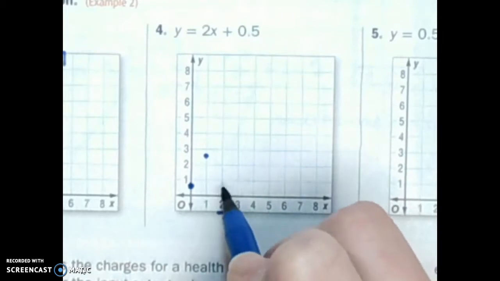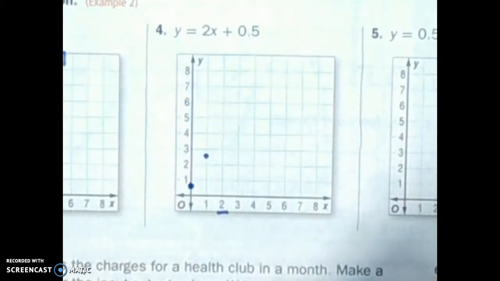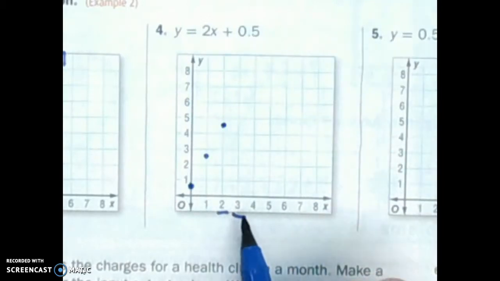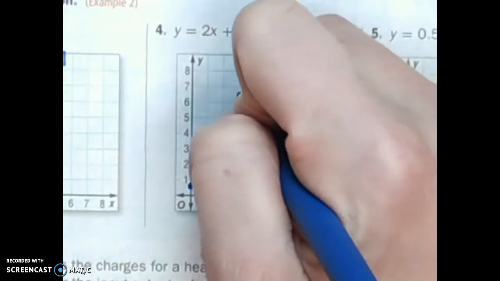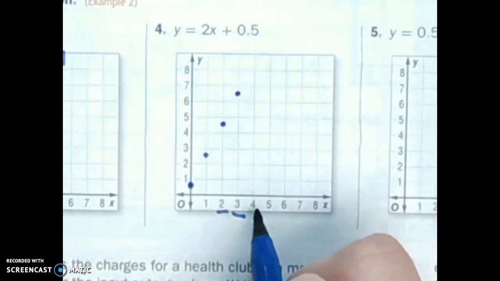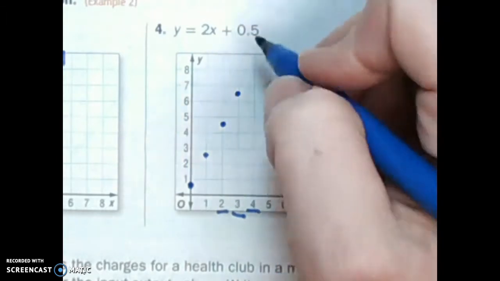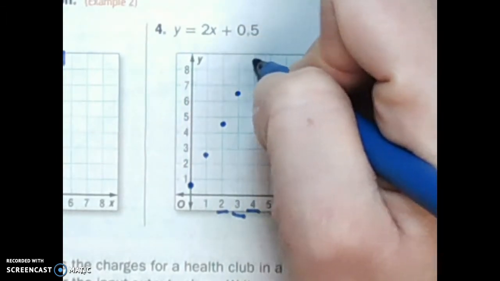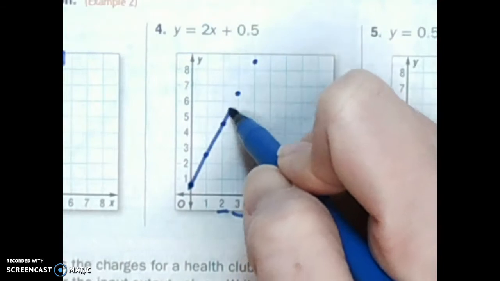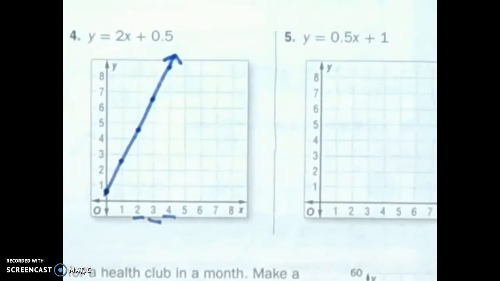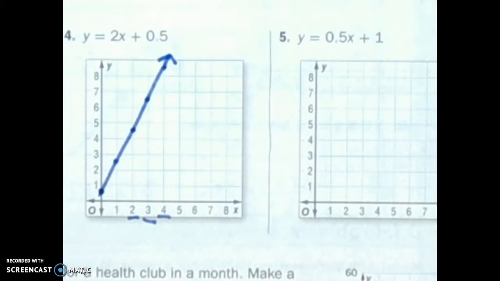Then we have a 2. 2 times 2 is 4. 4 plus 0.5 is 4.5. We're going to plug our 3 in. 2 times 3 is 6. 6 plus 0.5 is 6.5. And then we're going to plug our 4 in. So 2 times 4 is 8. Plus 0.5 is 8.5. That's as tall as we can go on this graph. So connect your line and your arrow. And that's it.